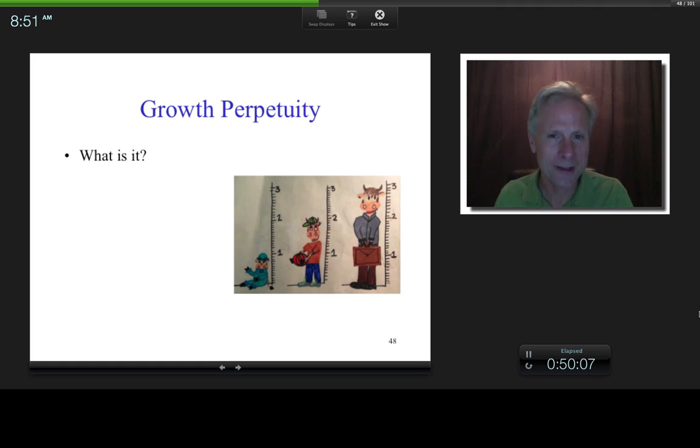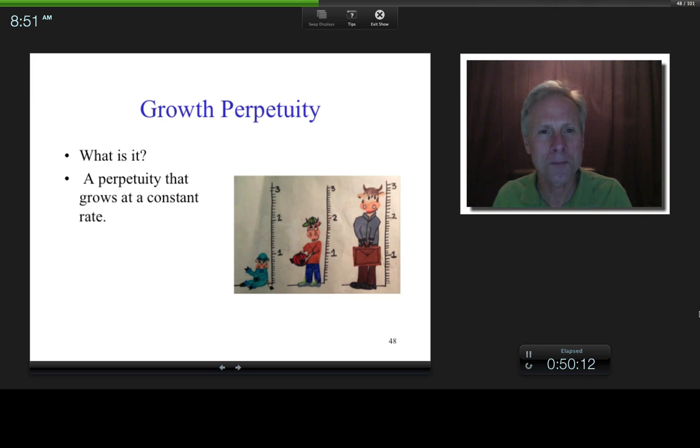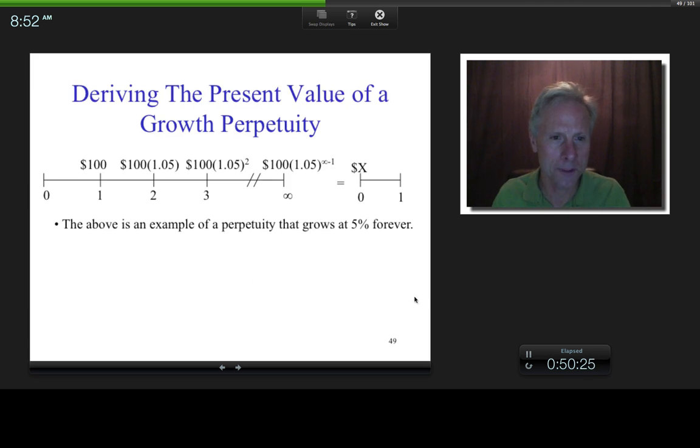So a growth perpetuity is where those cash flows grow at a constant rate. For example, let's say I begin with $100 and that's growing at a constant rate of 5%. Then the next period, that $100 will grow to what? 105, right? So if I begin with $100 and it grows at 5%, well, 100 times 1.05, that's 105. 100 times 1.05 squared would be what it grows to next, and so on and so forth. So this is basically what a growth perpetuity looks like that grows at 5% forever.